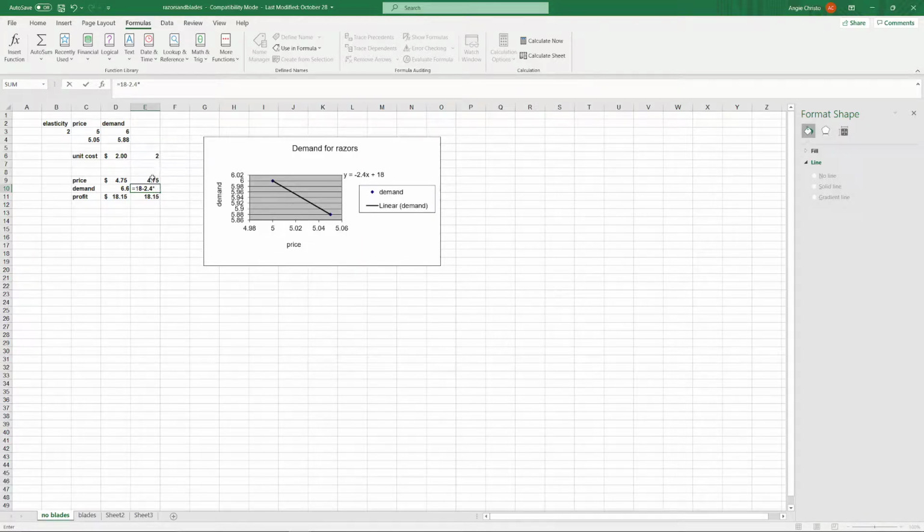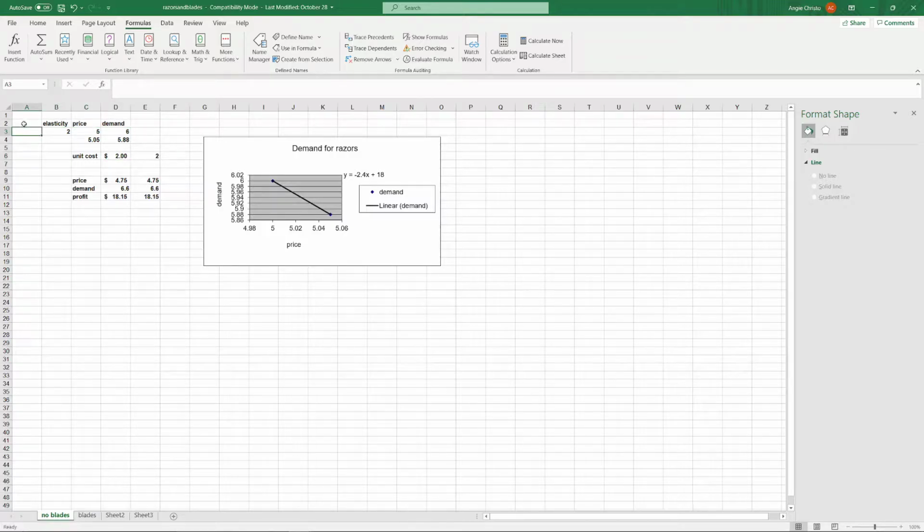Times price, either like this or like that when it's named. And this is our placeholder for the price. And this is our unit cost, which again, it's part of what we know already about the situation. We know that our unit cost is $2.